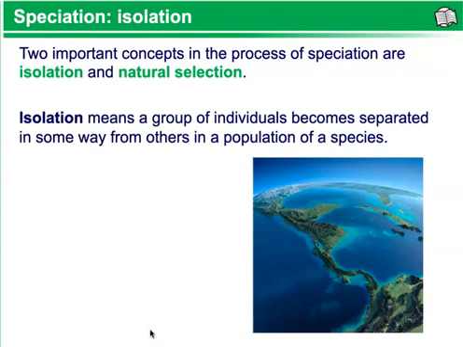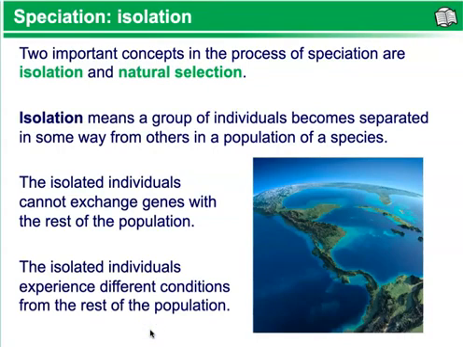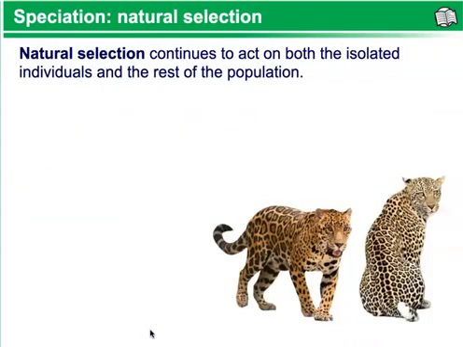Isolation means that a group of individuals becomes separated in some way from others in a population of species. The isolated individuals cannot exchange genes with the rest of the population. And so the isolated individuals experience different conditions from the rest of the population. And then natural selection goes to work.